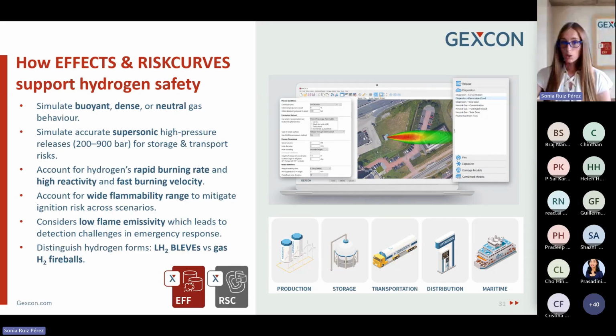We also distinguish between liquid and gaseous hydrogen hazards, such as simulating a BLEVE from liquid hydrogen storage or a hydrogen gas fireball, which is not the same. It doesn't behave the same. So it's important to have two different models for this, because when we have storage of liquefied hydrogen at very low temperatures, there is a certain flashing effect with generation of very cold liquid droplets that vaporize almost instantaneously because of the difference of temperature between the cold hydrogen and the atmosphere. So taking this into account allows us to design targeted safety strategies based on the specific release conditions.